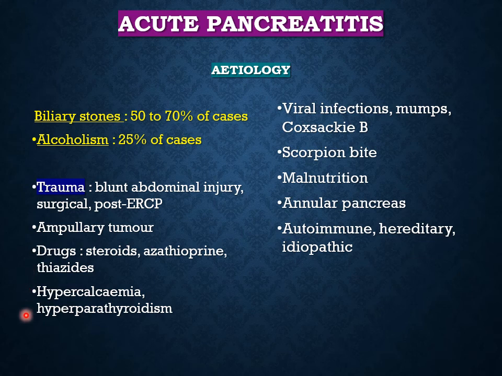Hypercalcemia, especially in patients with hyperparathyroidism, high serum calcium levels can predispose to acute pancreatitis. Then we have infections, especially viral infections. Most important are mumps and Coxsackie B virus infection. Mumps is a common cause of acute pancreatitis, and it occurs in children or young adults. Scorpion bite has been documented as an important cause of severe inflammatory reaction of the pancreas. Malnutrition, annular pancreas, and lastly hereditary causes and autoimmune diseases. These are usually classified as idiopathic causes.